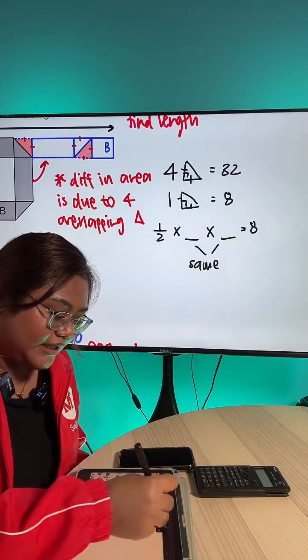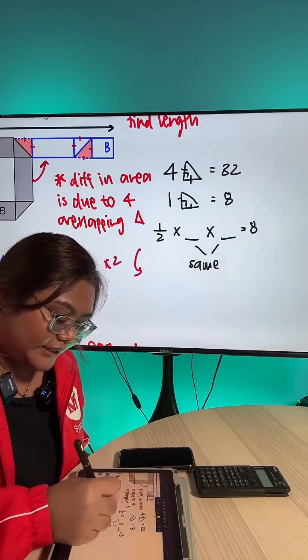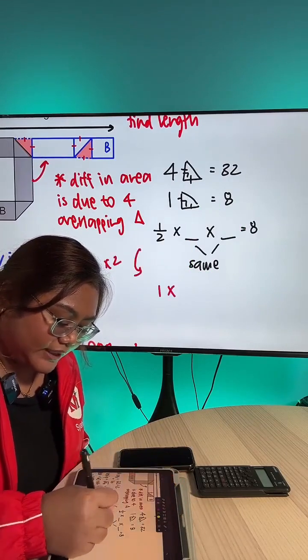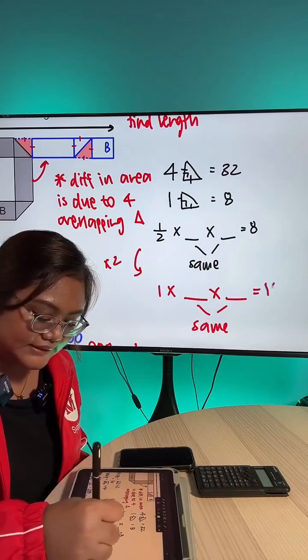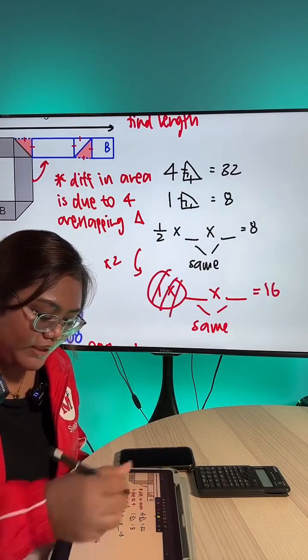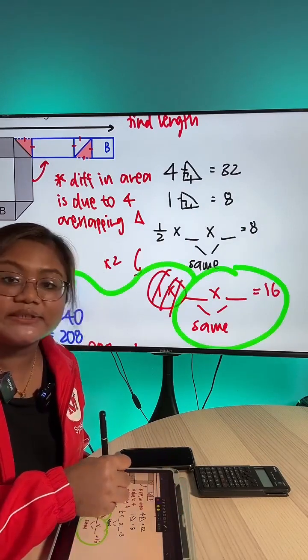I get rid of the half by multiplying by 2. I will get 1 times blank times blank. These are the same to give us 16. So 1 I can take away. That is how I get 2 triangles here.